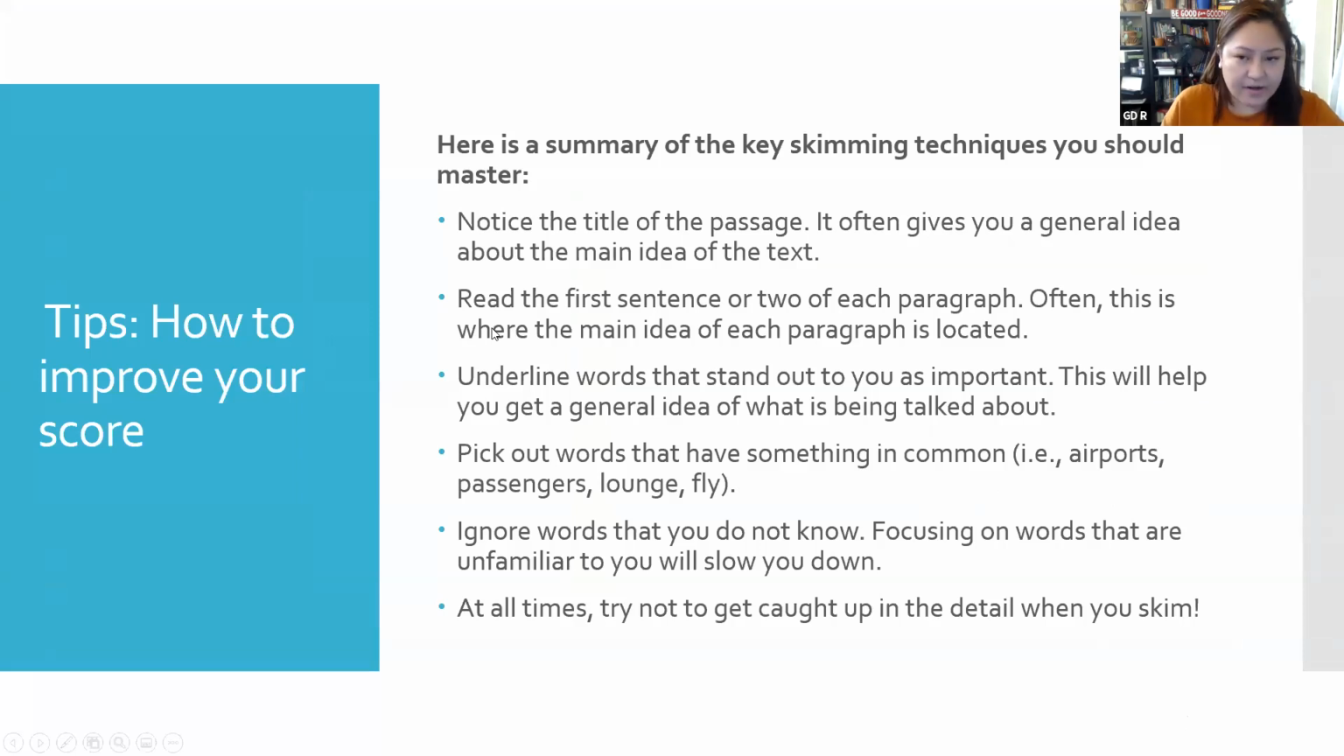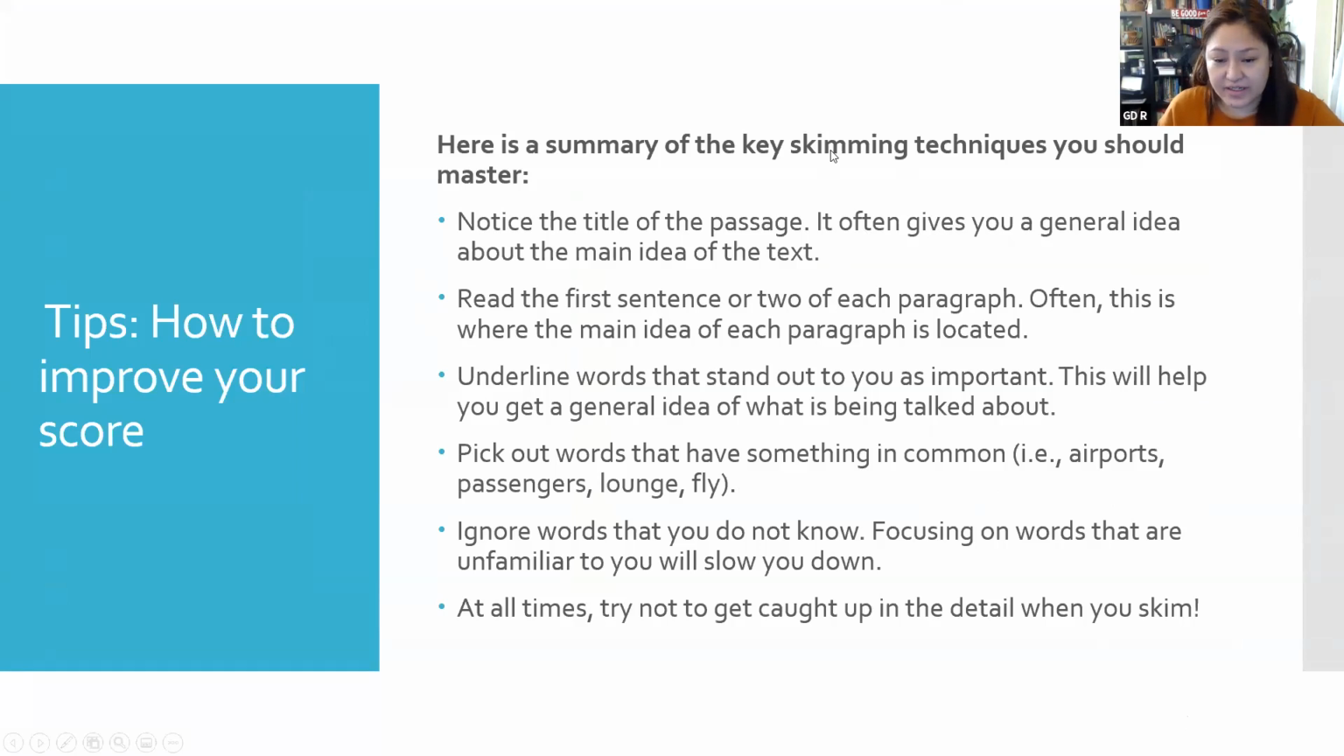So here's the summary of the skimming techniques. First, you have to notice the title of the passage because it would often give you a general idea about the main idea of the text. Then you have to read the first sentence or two of each paragraph. And sometimes you also need to read the last sentence.